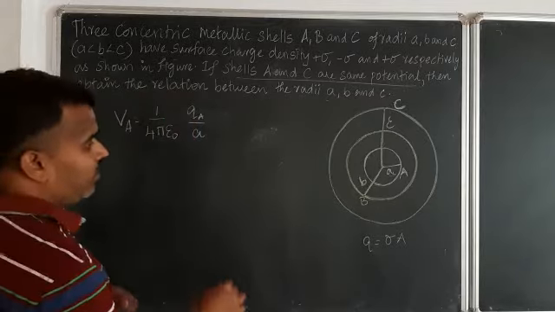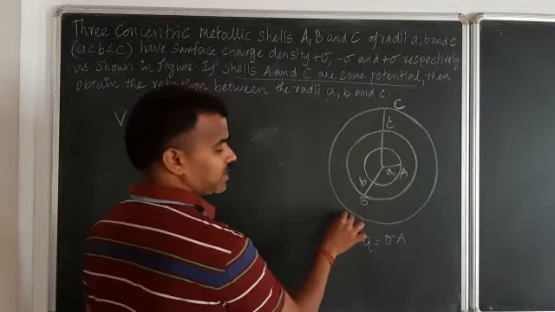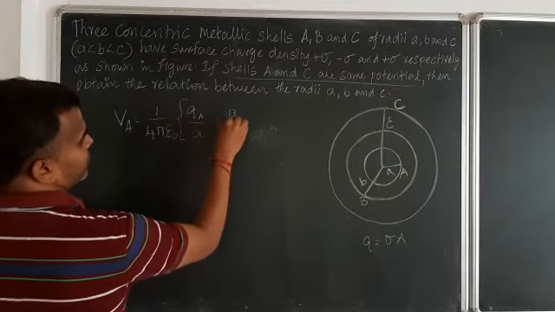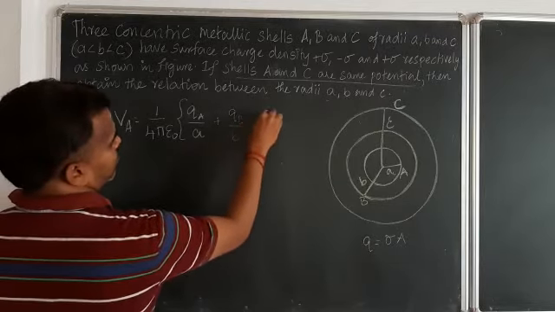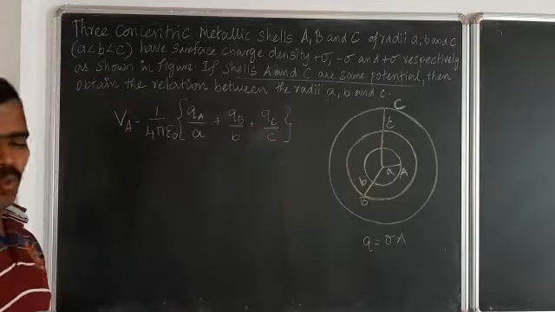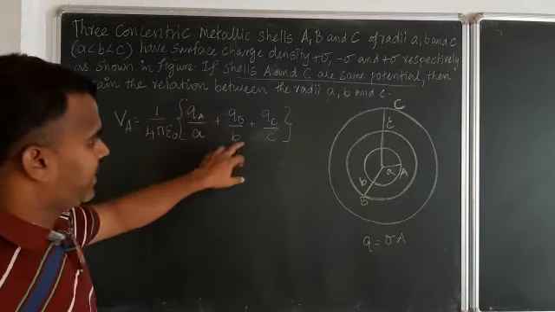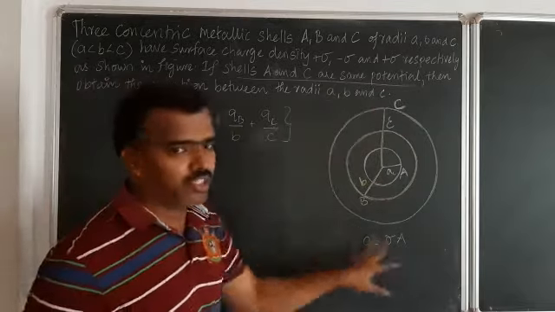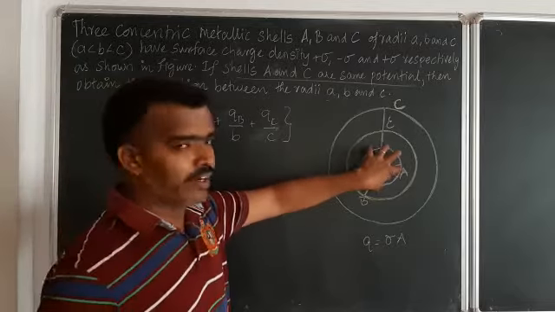Now, as I said, we should add the contribution of this sphere as well as this sphere. So I am going to add QB by b plus QC by c. Why am I considering this equation? 1 by 4 pi epsilon naught QB by b is for the second sphere, and 1 by 4 pi epsilon naught QC by c is for the third sphere. I am adding them all together, and that will give the electric potential of sphere A.